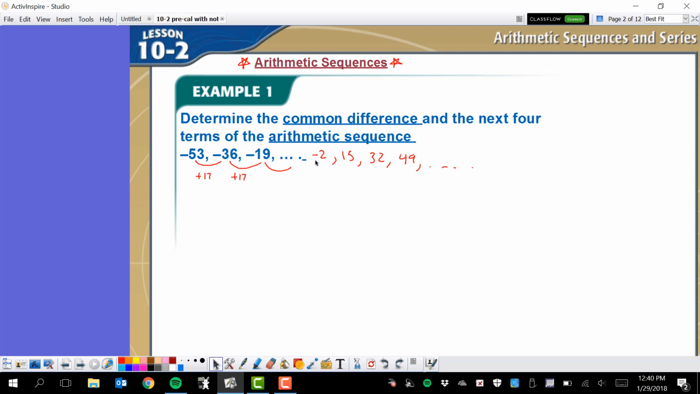If we continue this pattern, we very clearly get negative 19 plus 17 is negative 2, plus 17 gets me to 15, plus 17 gets me to 32, plus 17 gets me to 49.